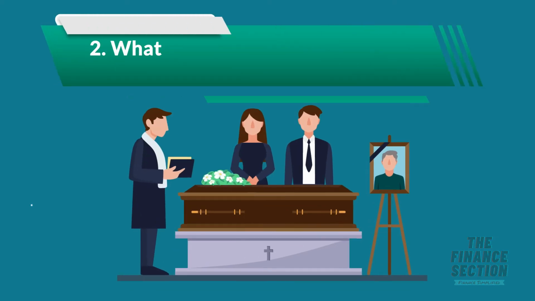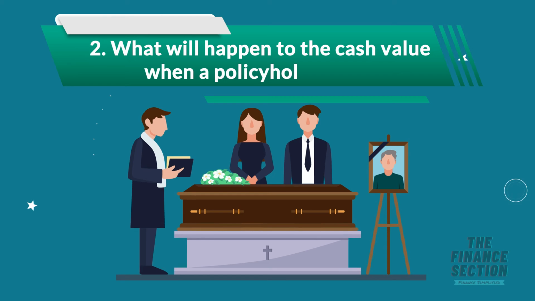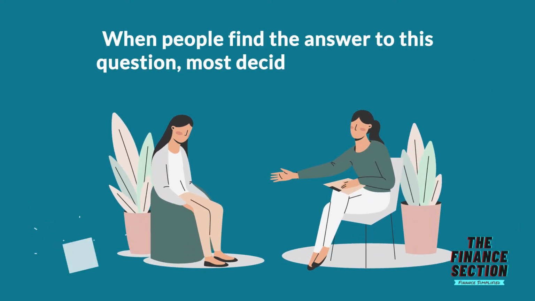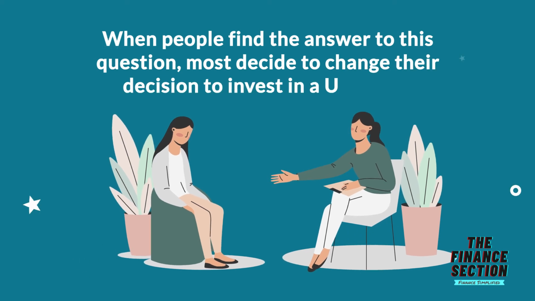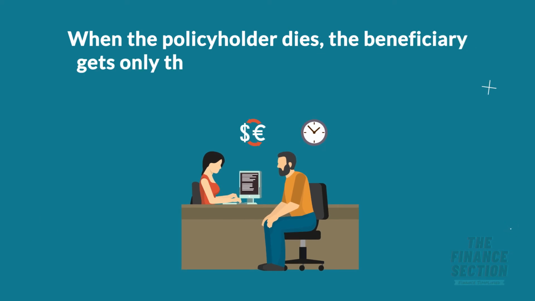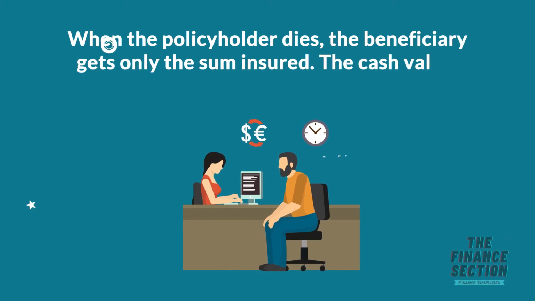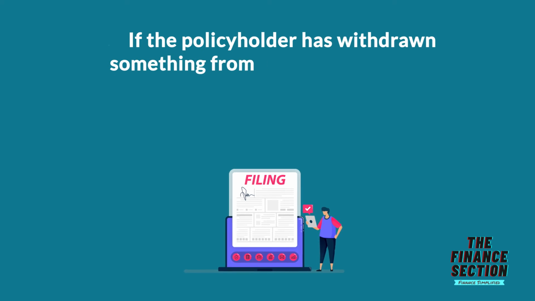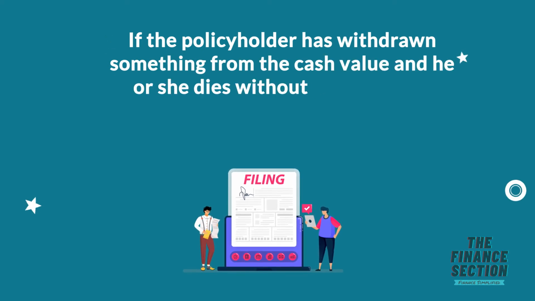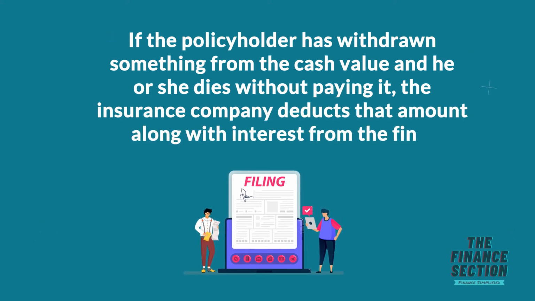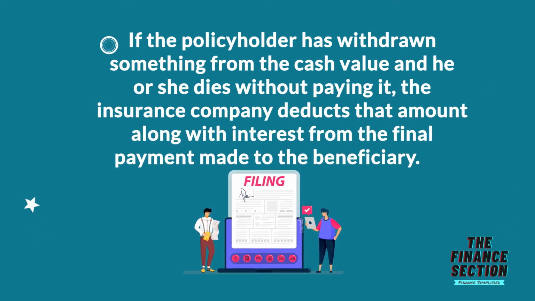2. What will happen to the cash value when a policyholder dies? When people find the answer to this question, most decide to change their decision to invest in a UL policy. When the policyholder dies, the beneficiary gets only the sum insured. The cash value, whatever the amount, remains with the insurance company. If the policyholder has withdrawn something from the cash value and he or she dies without paying it, the insurance company deducts that amount along with the interest from the final payment made to the beneficiary.